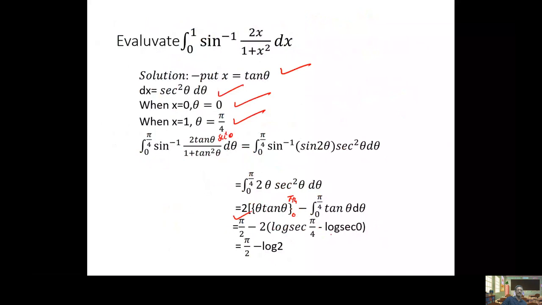What is sec pi by 4? Sec pi by 4 is root 2. 2 log root 2 means, what is 2 log root 2? 2 log root 2 is 2 log 2 raised to 1 by 2. So 2 into 1 by 2 into log 2. So what is the answer? Answer is log 2. So the answer is pi by 2 minus log 2.